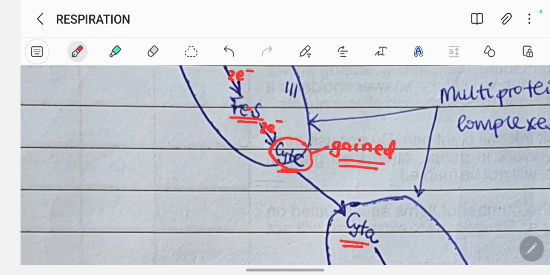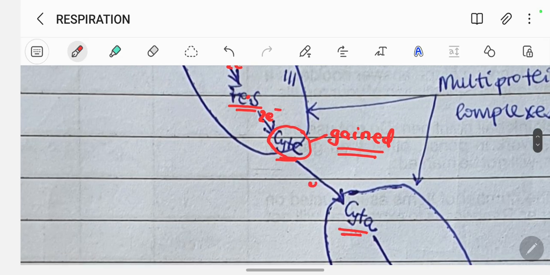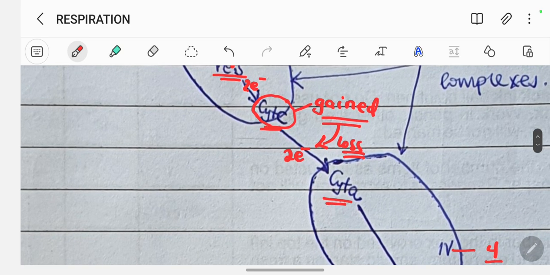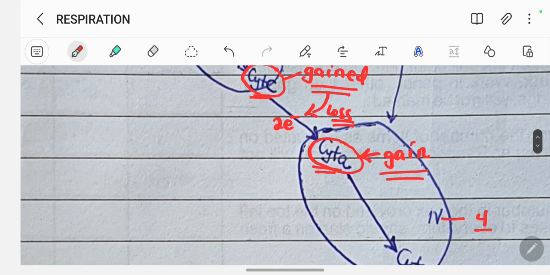But now, if we want to reduce it, we make it lose those electrons. So it loses the electrons and it gets oxidized. So at that point, we have loss. Now, as it gets oxidized, it's going to give cytochrome A in protein complex 4 the electrons, making it gain. Cytochrome A has now gained the electrons. So cytochrome A is now reduced.